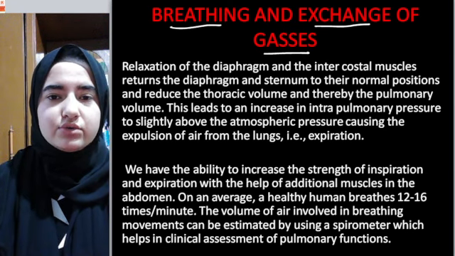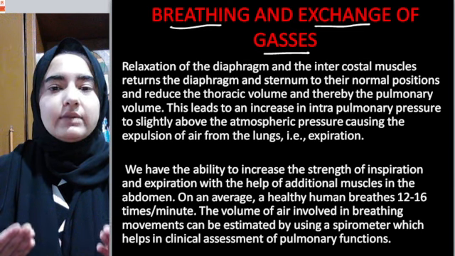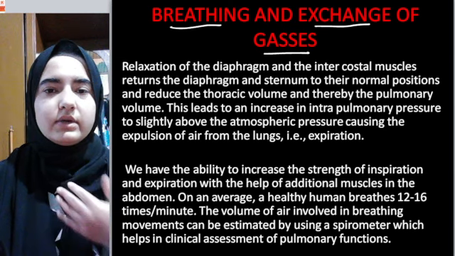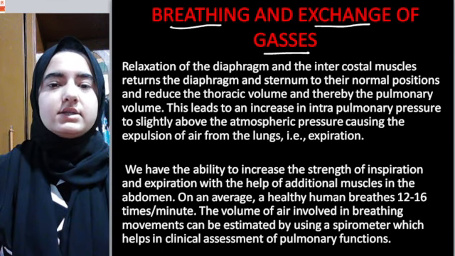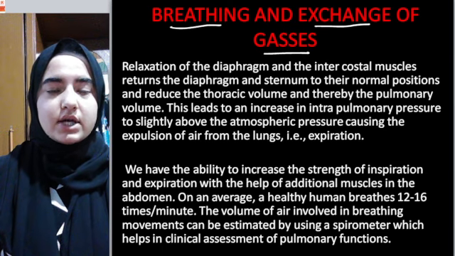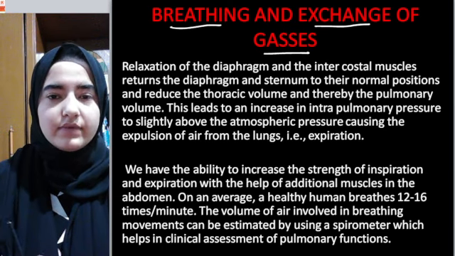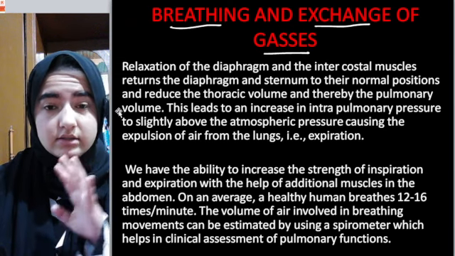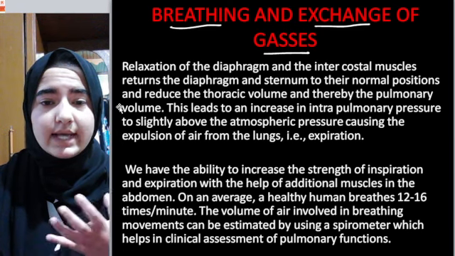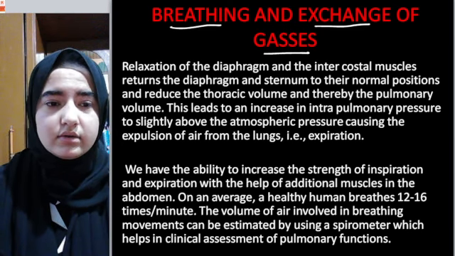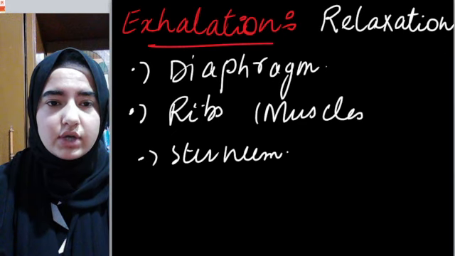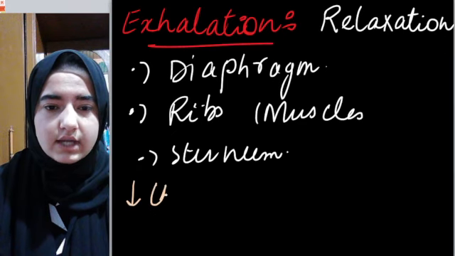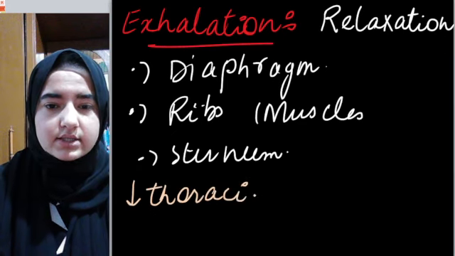During inhalation, we do contraction like this. That means the diaphragm, muscles of ribs, intercostal muscles, and sternum get lifted up like this, and during exhalation, relaxation occurs like this. The diaphragm, intercostal muscles, and sternum will get back to their normal position. Since they get back to the normal position, it will lead to a decrease in thoracic volume.